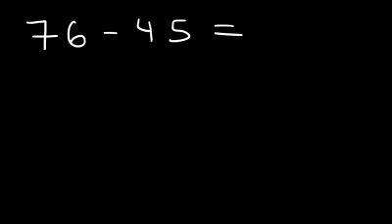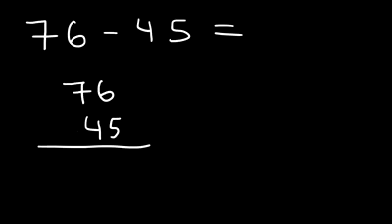How can we subtract two large numbers? Let's say we want to find the value of 76 minus 45. How can we do so? First, let's rewrite it. And then subtract. 6 minus 5 is equal to 1. 7 minus 4 is 3. So 76 minus 45 is 31.